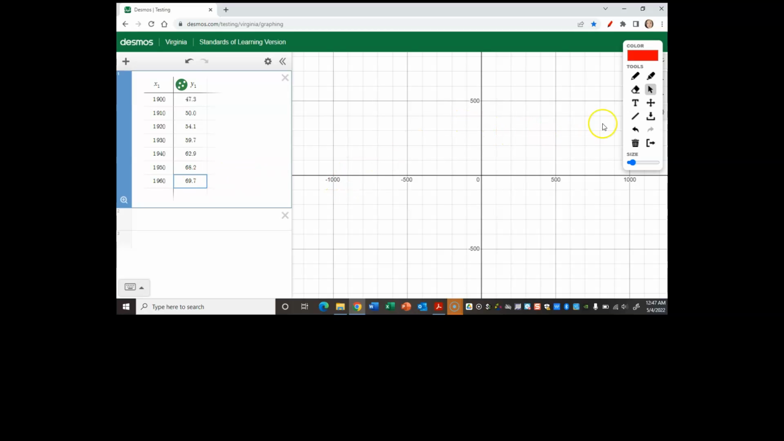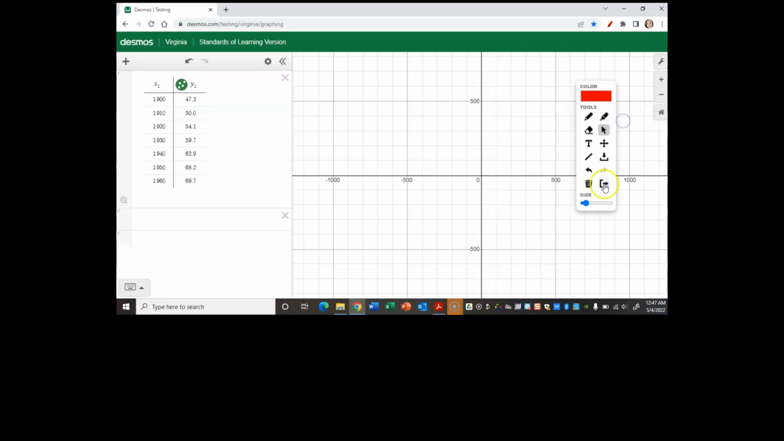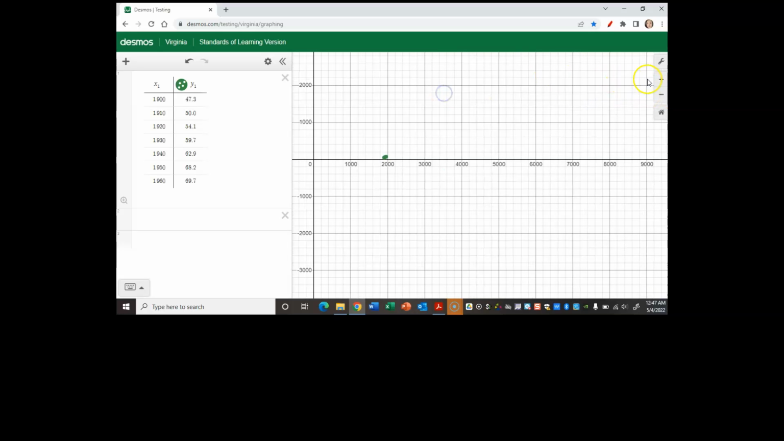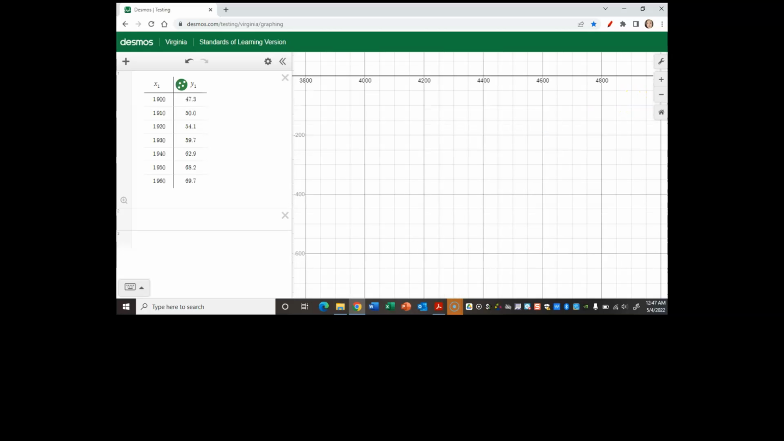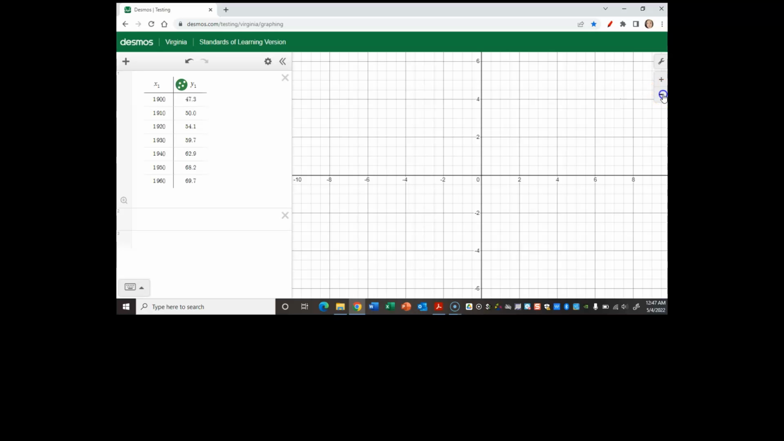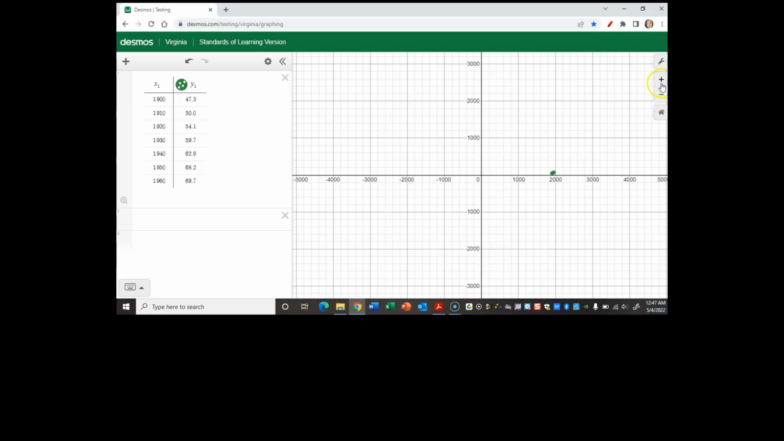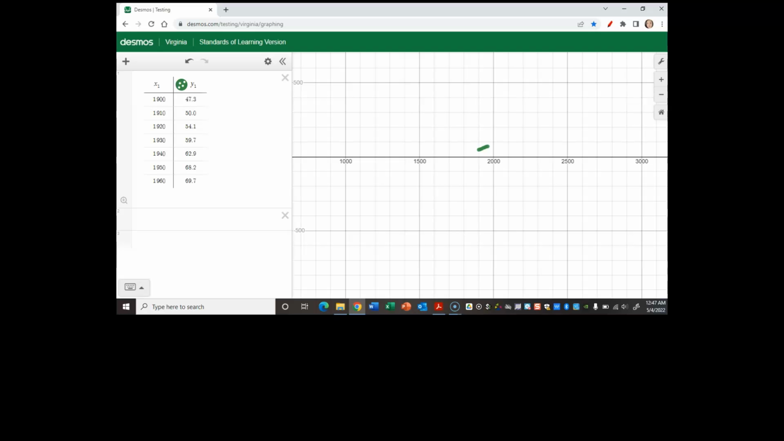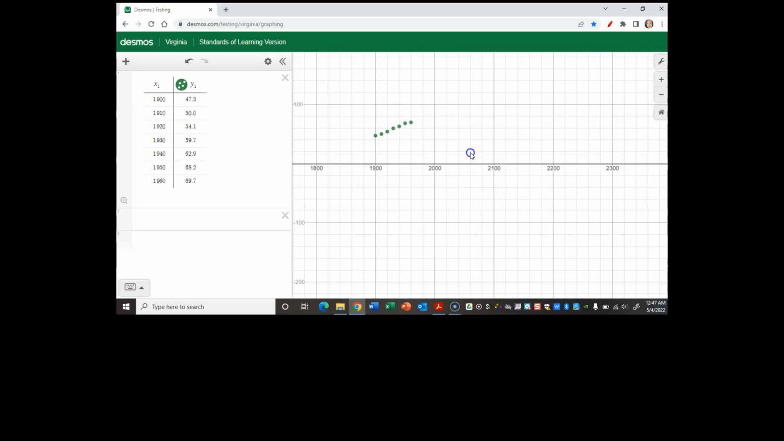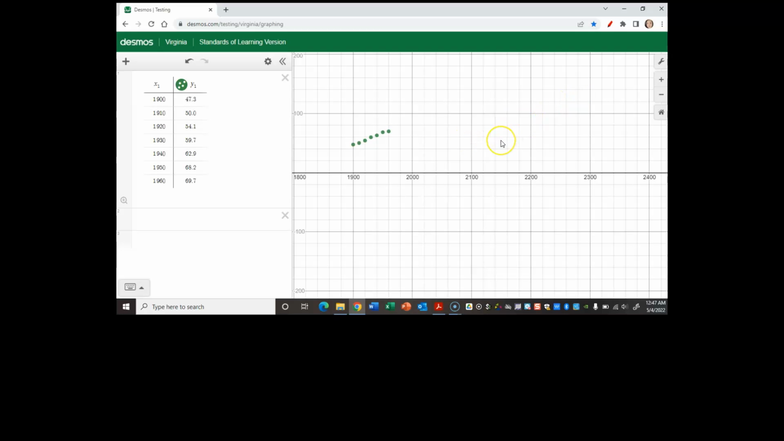Once you enter the information, you're going to go over here and you're going to zoom to see the graph. So here, if you click on the house, it will do the default. And then you're going to zoom out to see the points. It's kind of hard to see over here, but let me just try to, yeah. So right there, I had to just zoom in and out a little bit. So you can see it's going up together. So if it's increasing like that, that's a line of best fit.